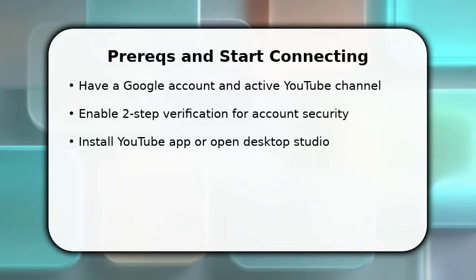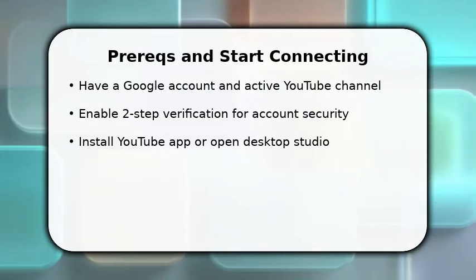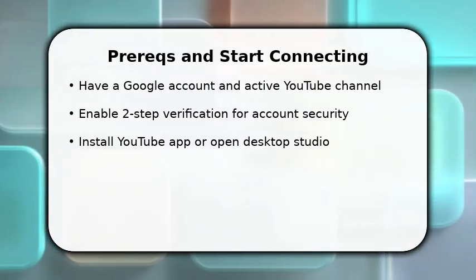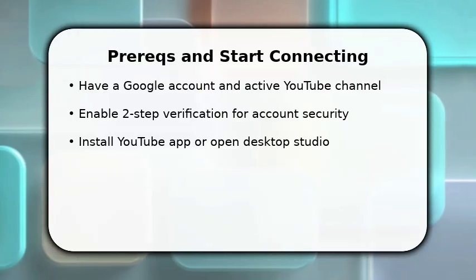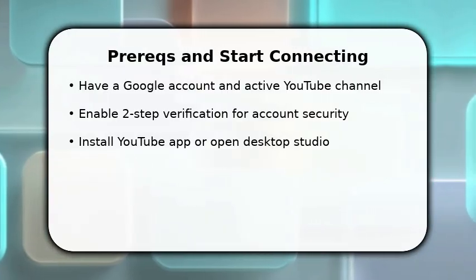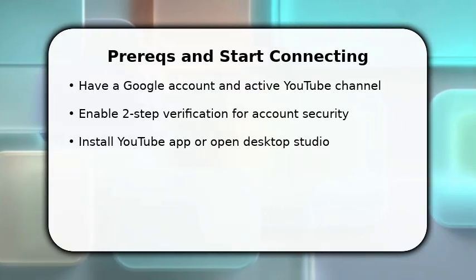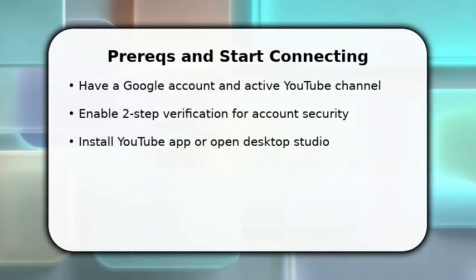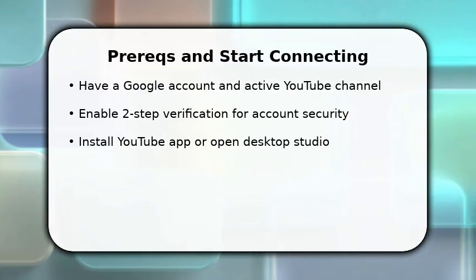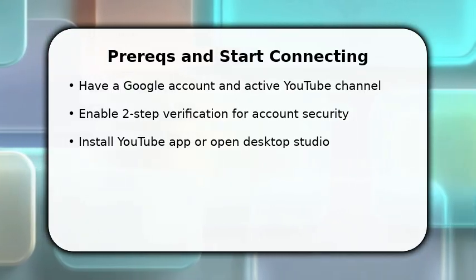You have the essentials: a Google account, an active channel, and access to YouTube Studio. First, sign into the Google account you want associated with the channel. Once signed in, open YouTube Studio on desktop or the YouTube app on mobile. Make sure two-step verification is enabled to protect your channel during linking.